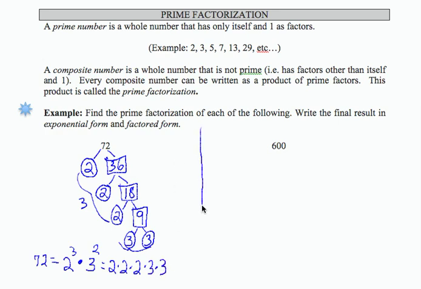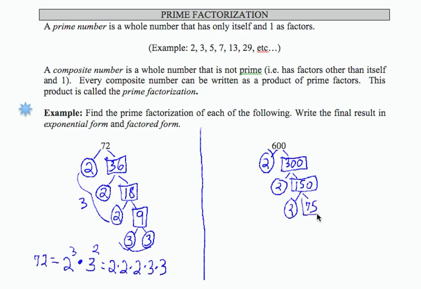I'm going to draw a line here so we don't mess up our other problem. All right, now let's look at 600. Smallest prime that divides 600 again is 2, because 600 is even. That's 2 times 300. 300 is not prime, gets a rectangle. 300, smallest prime that divides 300 is 2. 2 times 150. 150 is not prime, gets a rectangle. The smallest prime number that will divide 150 again is 2. 2 gets a circle. 150 is 2 times 75.